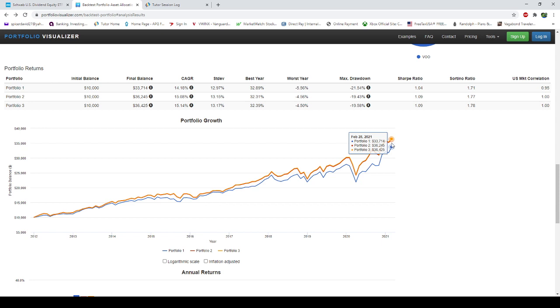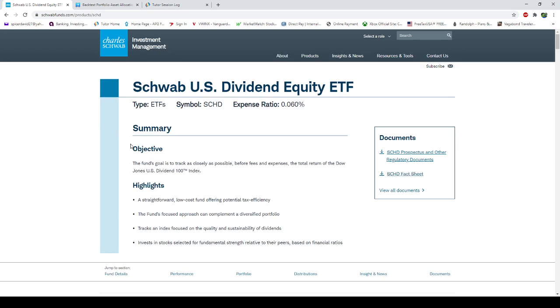But if you're looking for a way to get into dividend stocks without having to take the hassle of evaluating everything, going over all the financials, a fund like SCHD is probably going to be a good start for you.